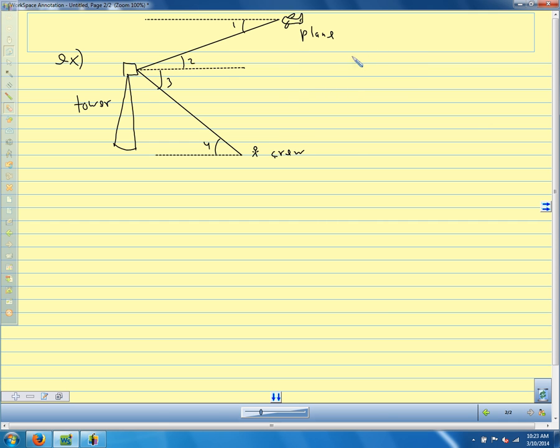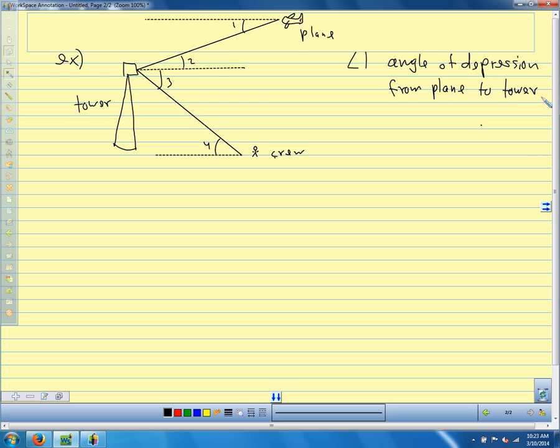So, angle 1. Is angle 1 going to be an angle of elevation or an angle of depression? Depression, where the plane is looking down towards the tower. Angle 1 is an angle of depression, and we're going to say from the plane to the tower. And that's how a problem might describe that angle. The angle of depression from an airplane to the control tower is 23 degrees. And they'd be talking about this angle.